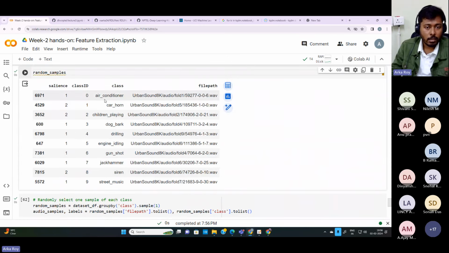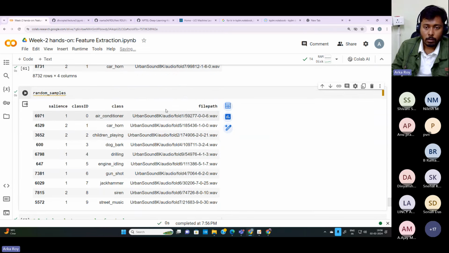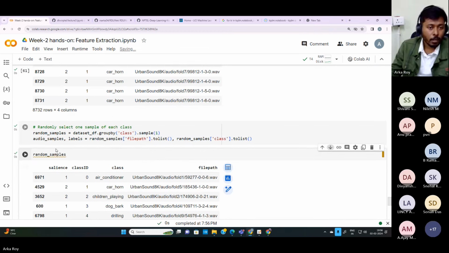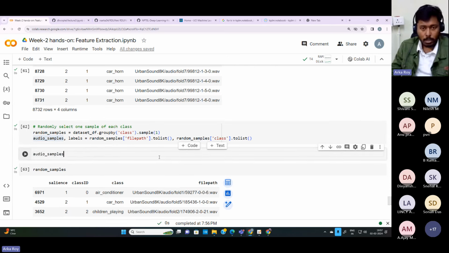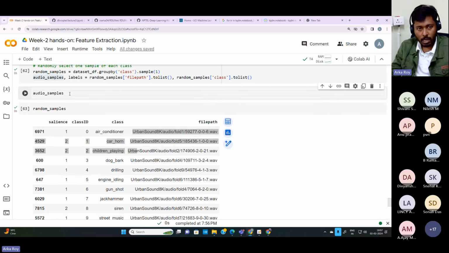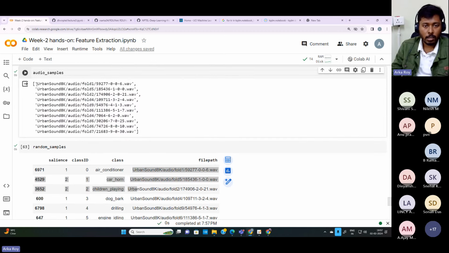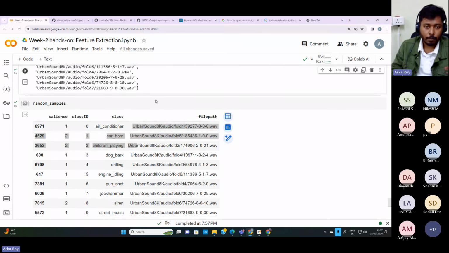Now you can see this is how it looks for air conditioner, car horn. That means for each class I have taken one sound file. And these are the audio samples. Let me show you how it looks. Audio samples will basically be this last column. Now you can see the names of the files that were in the last column.